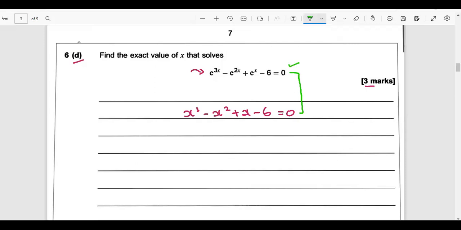Okay, 0 and 0 is the same. Minus 6 and minus 6 is the same, but this is not the same, this is not the same. So this means there's just one thing which is different. Let's think about that one thing.